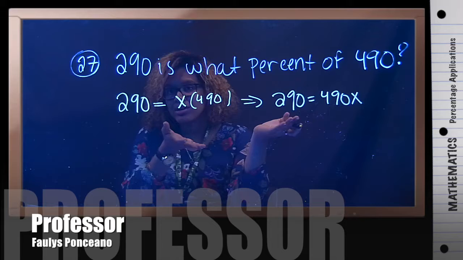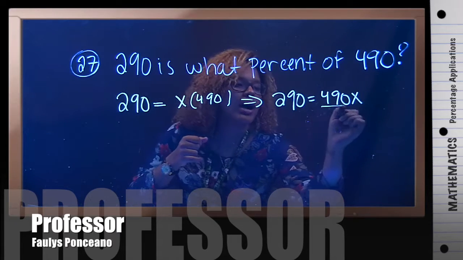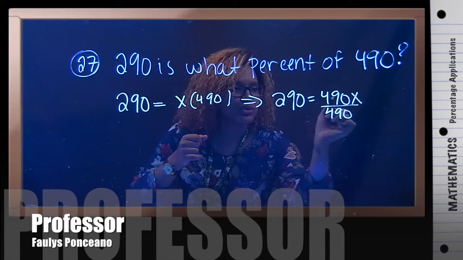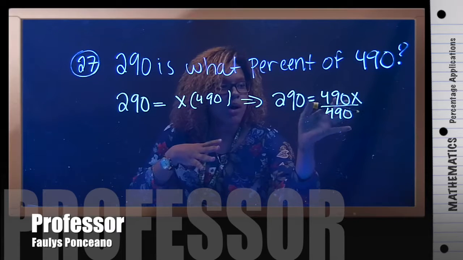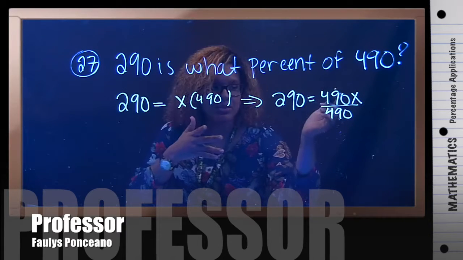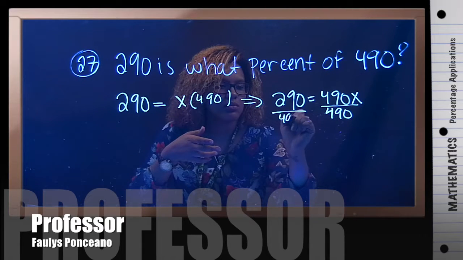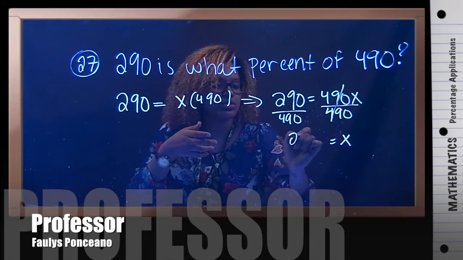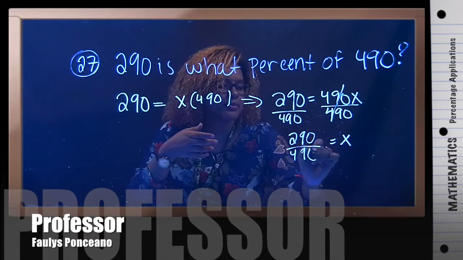Now you have an equation, and in order to solve for x, you want to divide by the number that is next to it. So between 490 and x, it's a multiplication. The opposite of multiplication is division. That's why we divide by the 490. This cancels, leaving you with x equals 290 over 490.